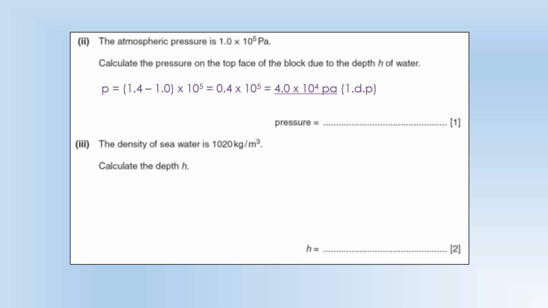Calculate the depth h. So we can use the equation to calculate pressure at different depths. P equals rho g h. We rearrange to make h the subject. Plug in the pressure due to the depth of water, so we don't want atmospheric pressure in this equation. And we know what the density is. The gravitational field strength on Earth is 10, so we get a height of 3.9 meters there.